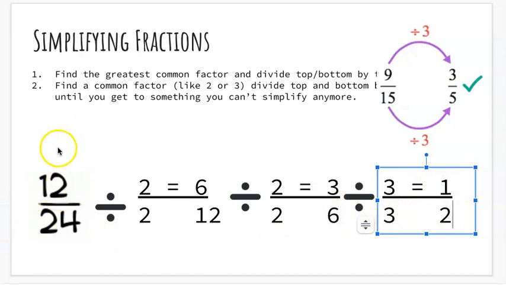Or if you go back and you actually use method 1 and find the greatest common factor, you'll realize that 24 divided by 2 is 12, and you already have it. So you could divide the top and bottom by 12 over 12, and you would get 1/2.